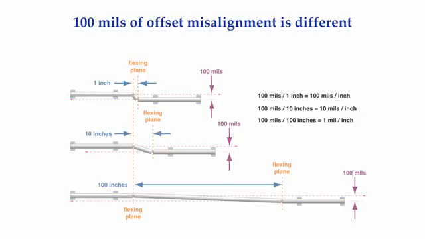The further apart you spread the flexing points in the coupling, the more forgiving that amount of misalignment becomes. This is why you should probably not talk about misalignment in just mils of offset. It depends on how far apart the flexing points in the coupling are.